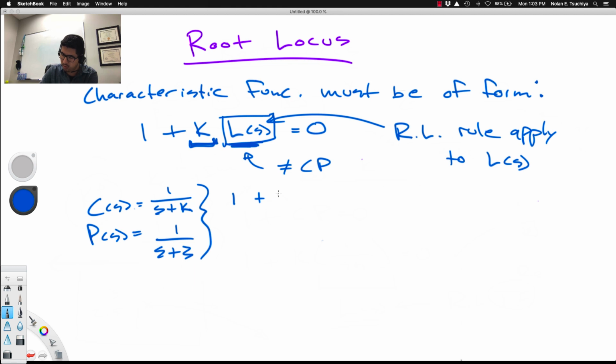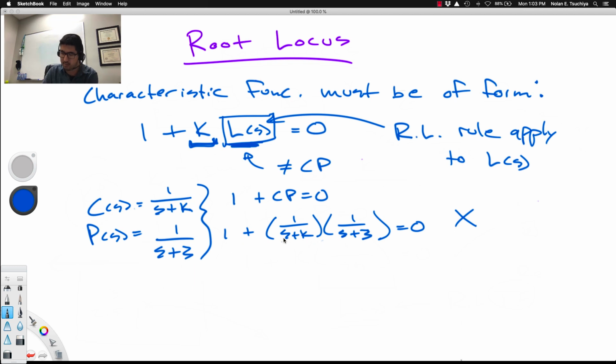Now when we plug into 1 plus Cp equals 0 here, we get 1 plus C, which is 1 over s plus K, times P, which is 1 over s plus 3. So this is definitely not in the form of 1 plus K by itself times a bunch of other stuff. In this case, you have to manipulate this equation first to produce an equation that looks like 1 plus K times L of s. And then once you have that L of s, you can go ahead and apply the root locus rules.